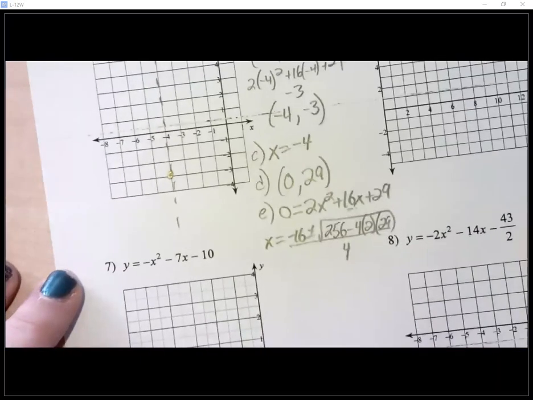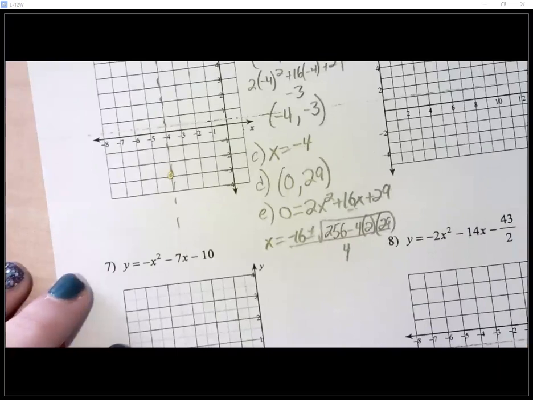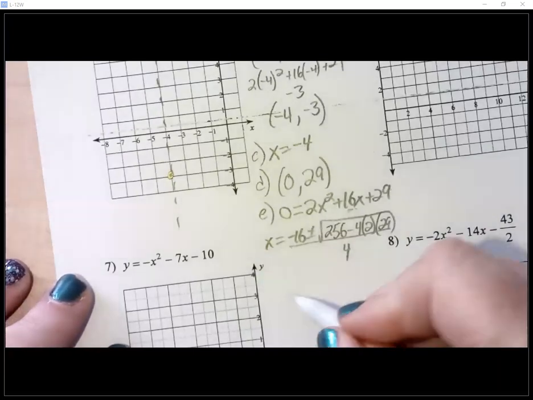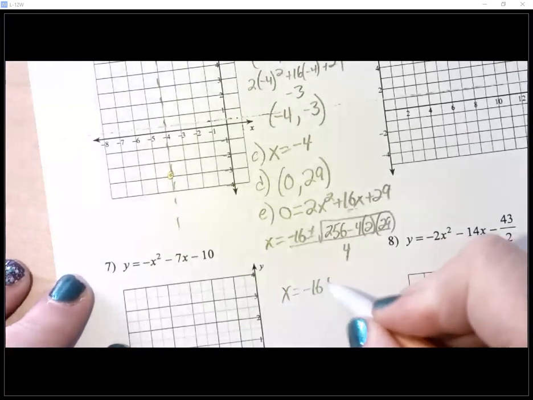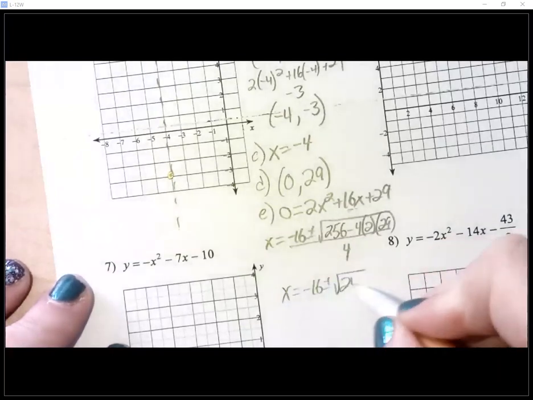So let's see. 256 minus 4 times 2 times 29. If you're using a scientific or graphing calculator, it will do order of operations for you. So I get a 24 when I evaluate all that. The whole thing's over 4.